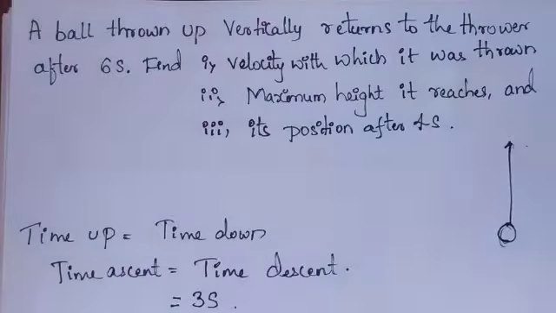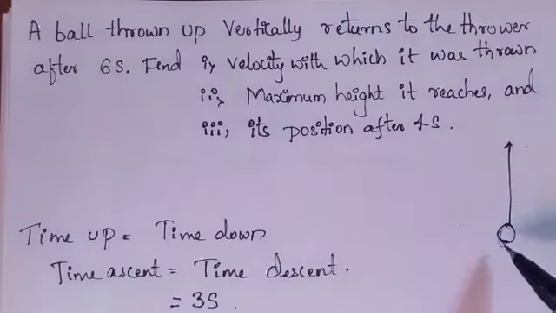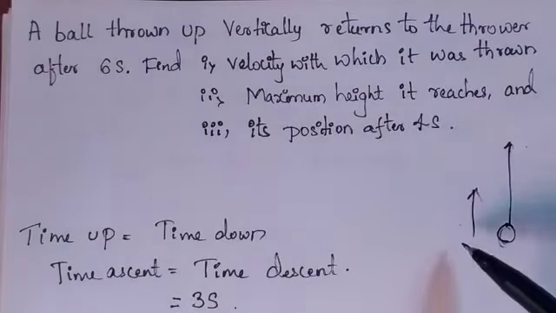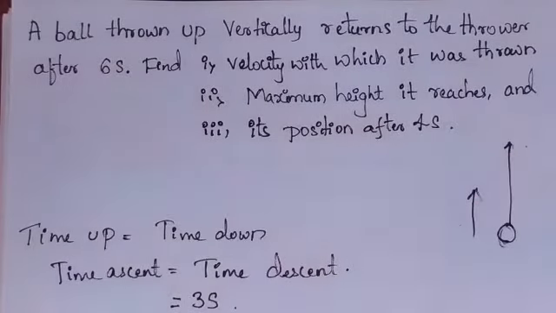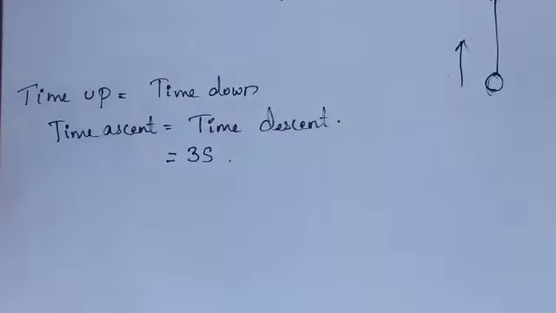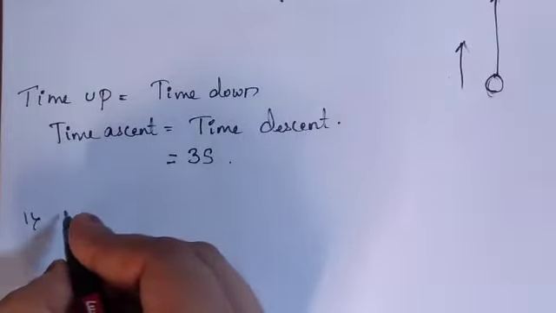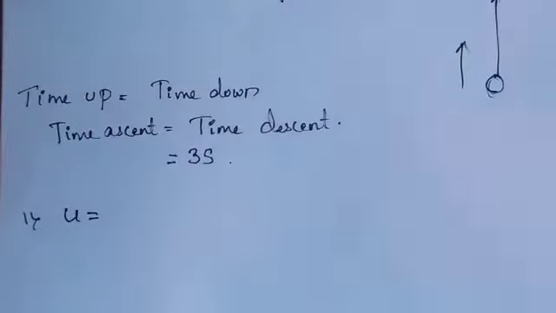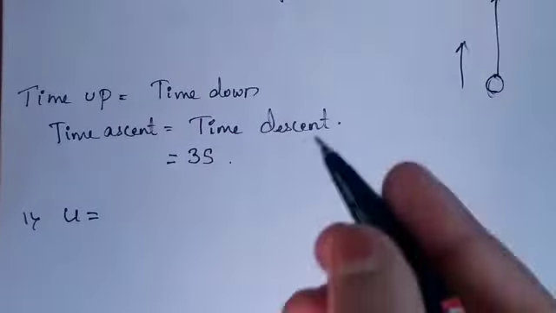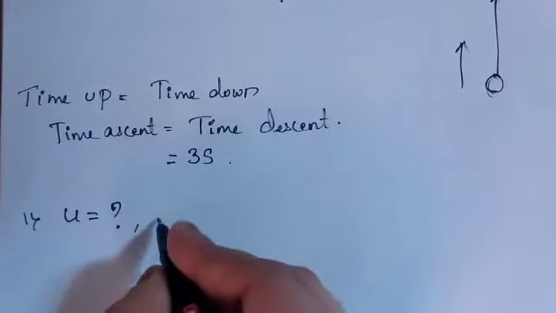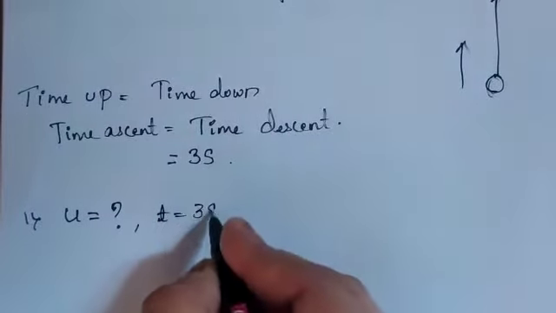Now I am going to do the first one, that is the velocity with which it was thrown. The ball is going in the upward position. How much velocity was it going with to the upward position? That means what is the initial velocity of the ball to go to that certain height? That is the initial velocity we have to find. Time is given, it is 3 seconds.